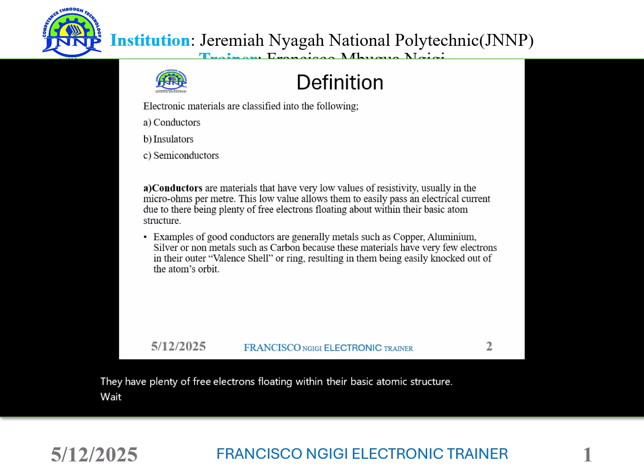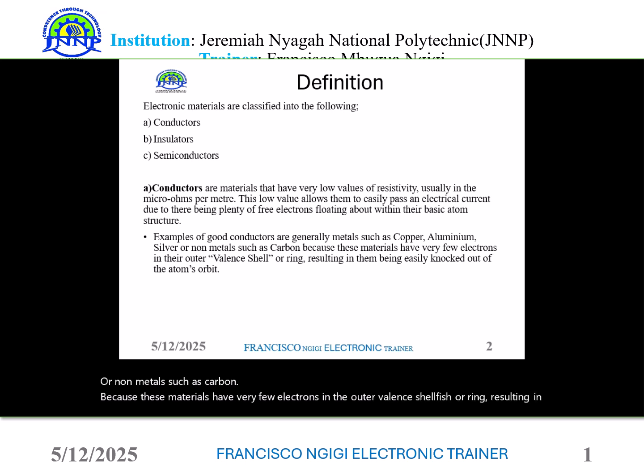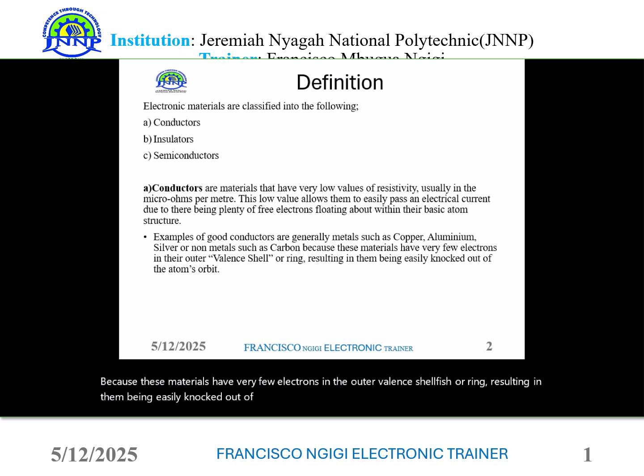Wait a minute. Do you remember the Bohr atomic model? Yes, you remember. What are the examples? You have copper, aluminium, silver, or non-metals such as carbon, because these materials have very few electrons in the outer valency shell or ring, resulting in them being easily knocked out of the atom's orbit. Right, next slide.